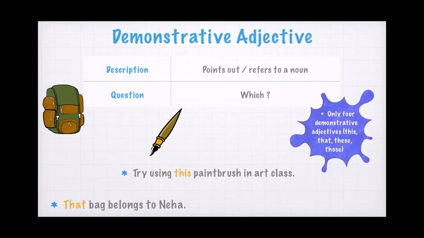Now here in this sentence the word this is used to point out this particular paintbrush. That bag belongs to Neha. The word that is used to point out or to refer to a particular noun which is bag. So the words this and that are demonstrative adjectives that point out which person or thing we are referring to.